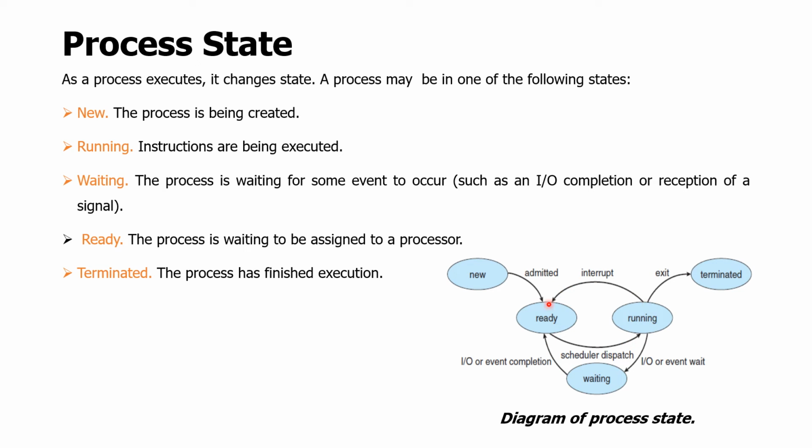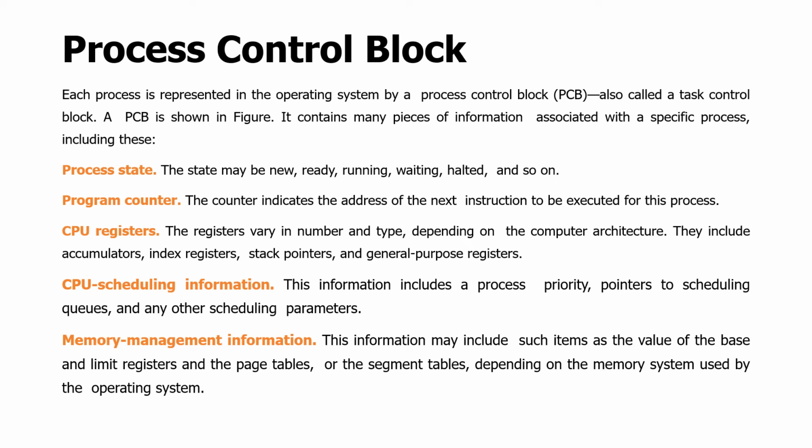And you can see one more transition. A running process is moving from running to ready state. This happens because of an interrupt. So these are the various states of a process. Next we are going to see about the process control block.